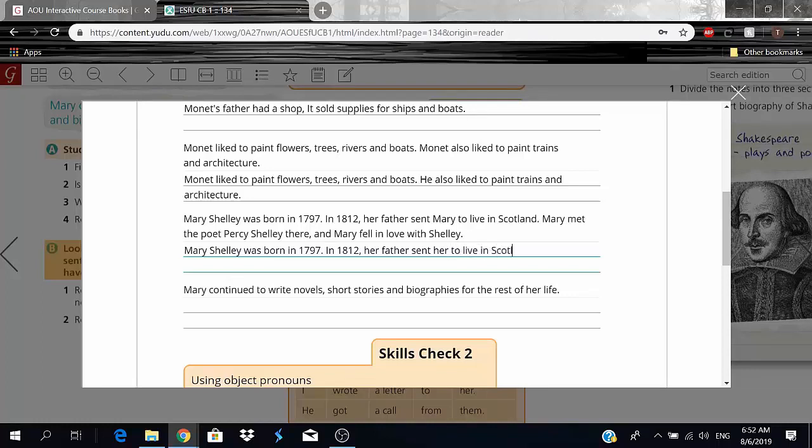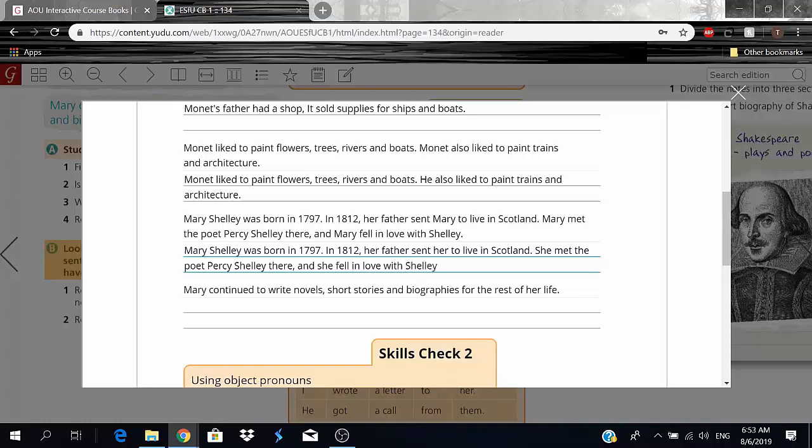in Scotland. Okay? And then I can say, instead of saying Mary again, I'm going to say she. She met the poet Percy. Can I say? Yeah, I can say Percy. So she met the poet Percy Shelley there. Okay? And then comma. And am I gonna say? I can say now, instead of saying Mary, I'm gonna say she one more time. Okay? So she fell in love with Shelley.